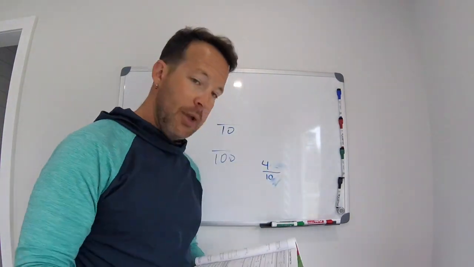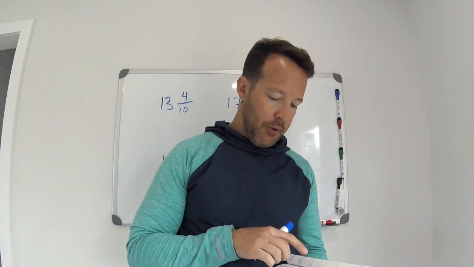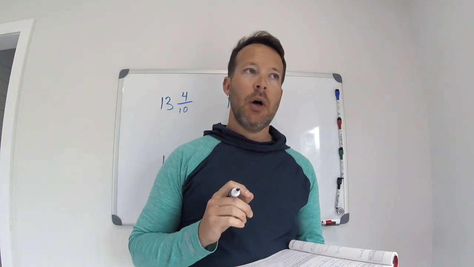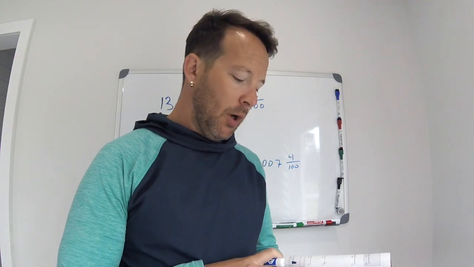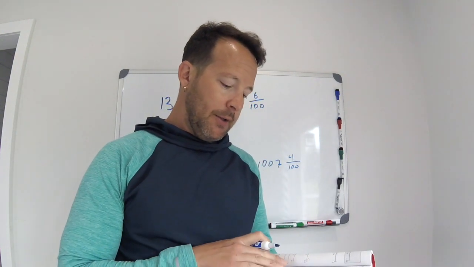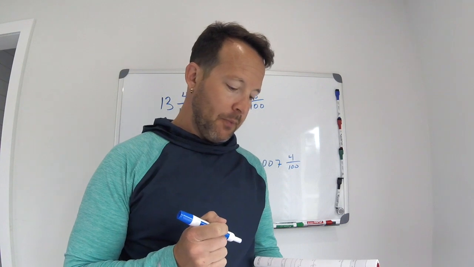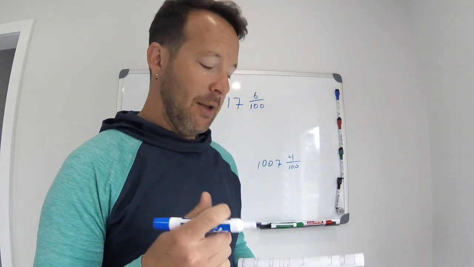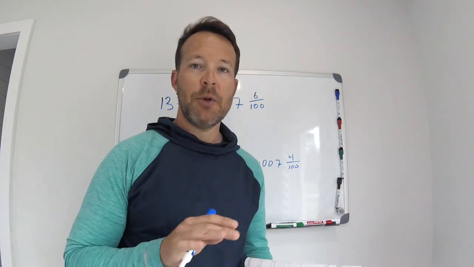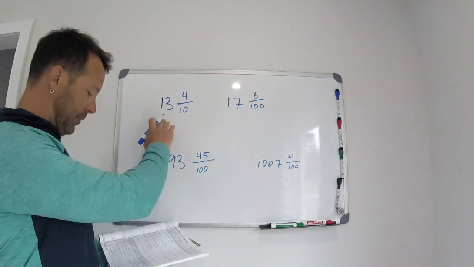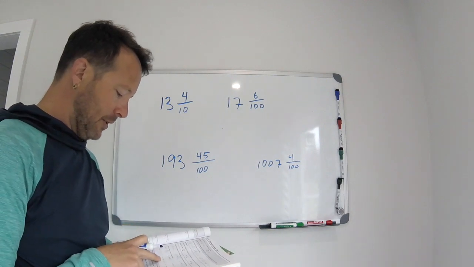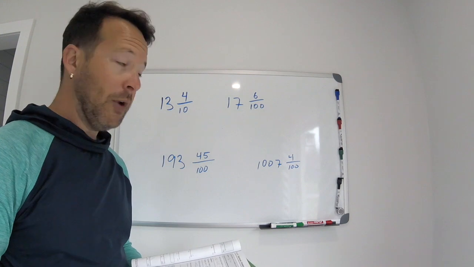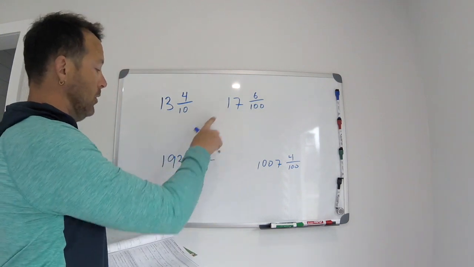Okay, question 3. Question 3, we're going to do E, F, G, and the bonus. So it's important to remember that when we are converting decimals into fractions, all we're doing is taking the decimal portion and making that into a fraction. So the whole number stays the same. So in each of these examples, 13.4, 17.06, 193.45, and 1007.04, the whole numbers stay the same.